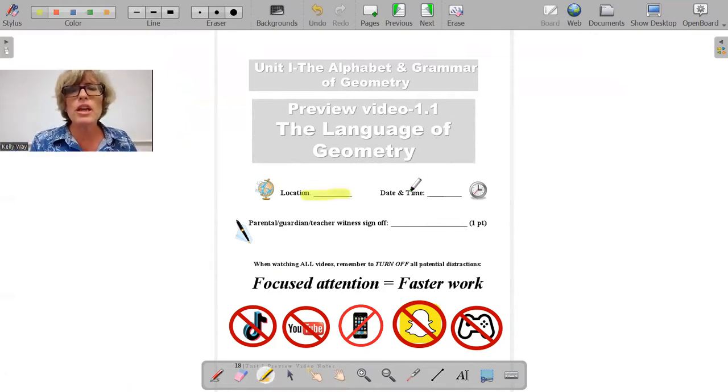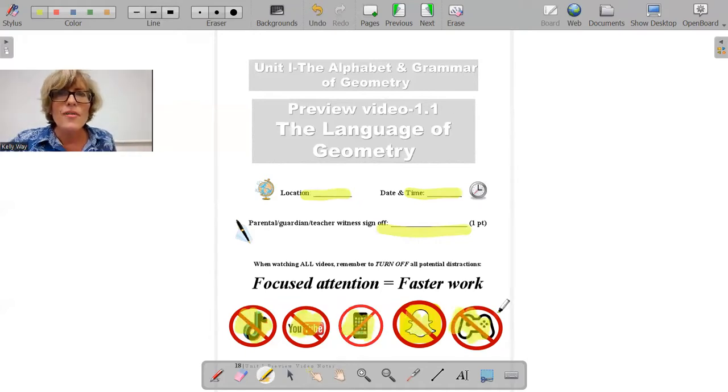Don't forget date, time, location, as well as a parent sign off. Please, I beg you, turn off all digital distractions. If your personal addiction is not listed there, still turn it off. Be focused only on this activity, listening, watching, and writing. Here we go.